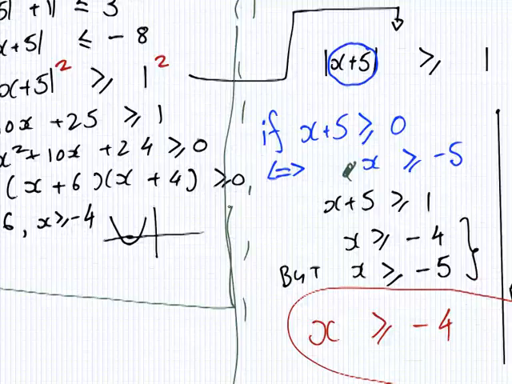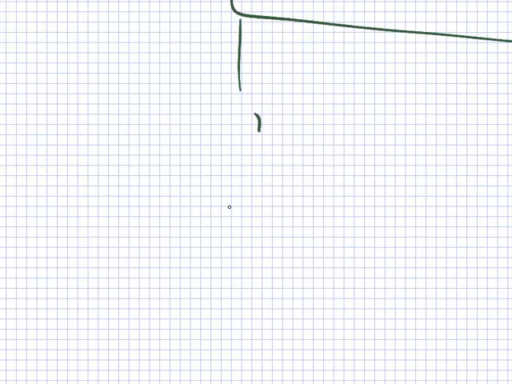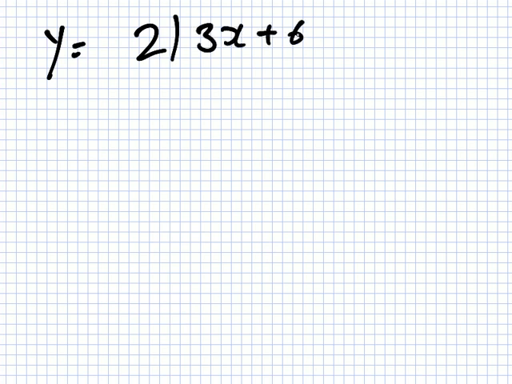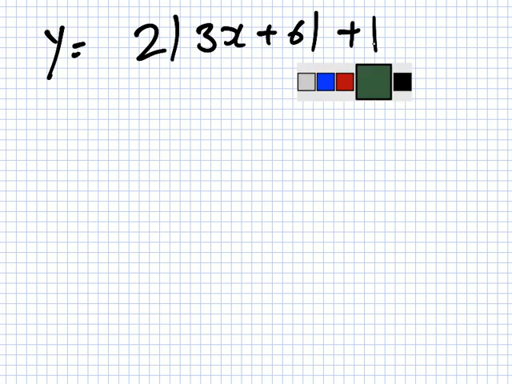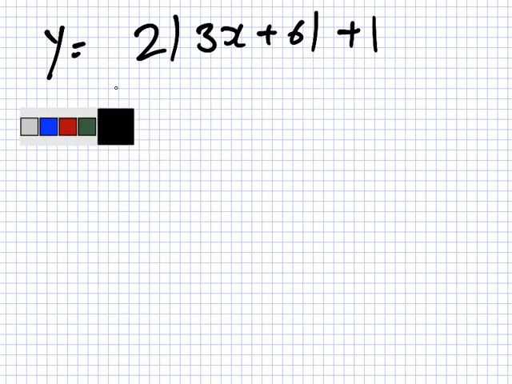Yep. Okay. So the last thing I want to show you, and there are two ways to do it, is how to graph these functions. Let's say I have y equals 2 modulus of 3x plus 6, plus 1, or something like that. There are two ways to graph this. The first method is what you learned in the last class, using transformations. What you do is rewrite it like this.